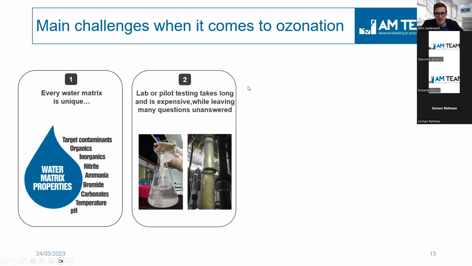The second challenge is lab or pilot testing takes quite long. It can really take up to multiple years. It is quite expensive, but the problem is that it still leaves many questions unanswered when it comes to design. So that's a second challenge we have defined in the industry.